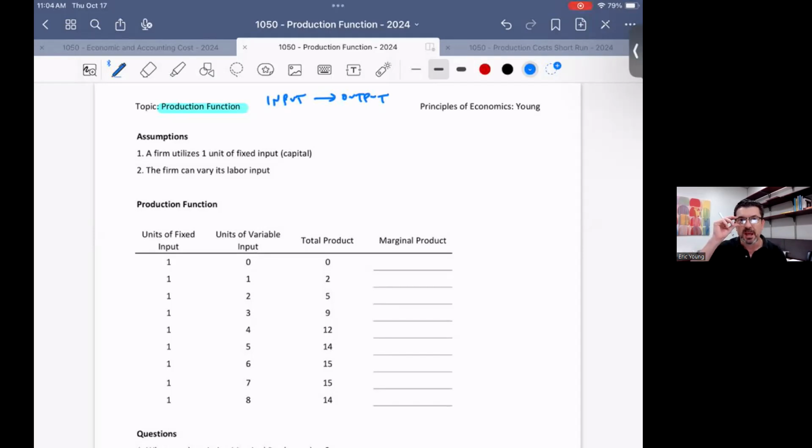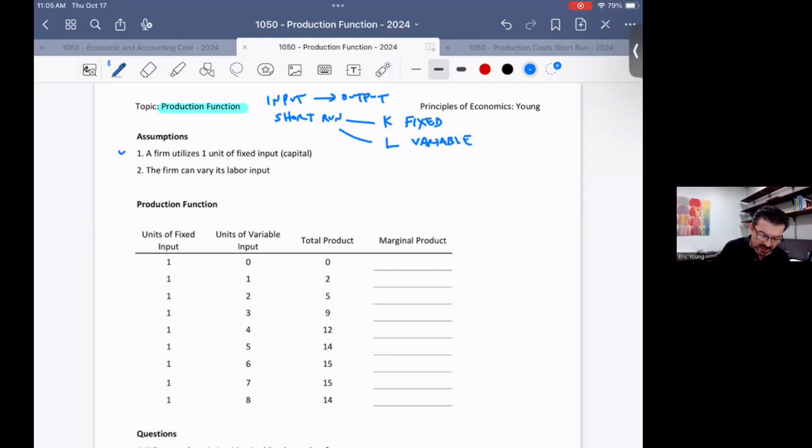The short run is when at least one variable, at least one factor is fixed or can't be changed. Typically, to make the model easier, we assume that capital, like your factory or your plant or your shop, is going to be fixed, and that labor, your workers, can be varied. So the production function is also a short run model, because in this model, we're looking at capital being fixed, and we're looking at labor being variable.